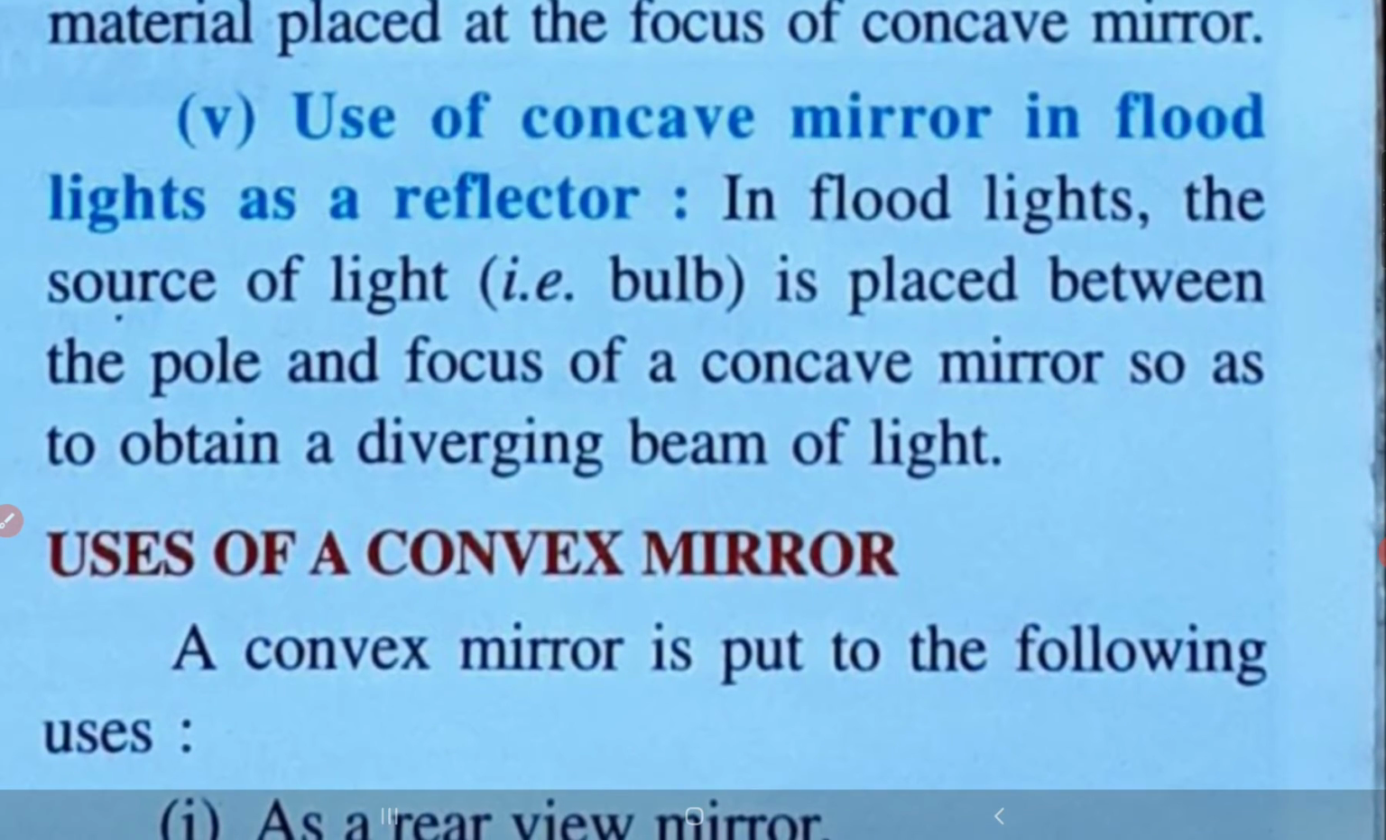The next thing is the use of concave mirror in floodlights as reflectors. In a floodlight, the source of light is a bulb, which is placed between the pole and the focus of a concave mirror. If it is placed between the pole and the focus, as you all know, it can produce a divergent beam of light. Hence it can be used as a floodlight.